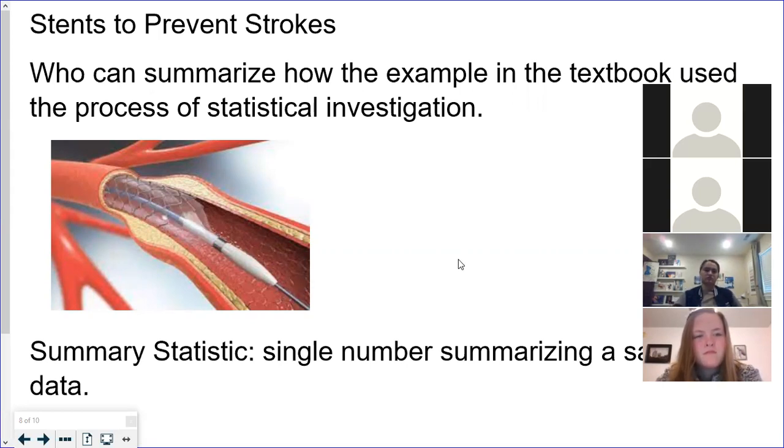So they said, would this also help with strokes? They do an experiment, just like Kimberly said, but what's crazy is the results. They gave half of them stents and half of them didn't get it, but they all got healthy lifestyle guidance. What was the conclusion? Someone unmute and tell me, what did they see from this?